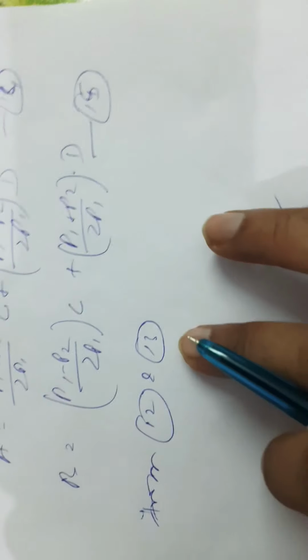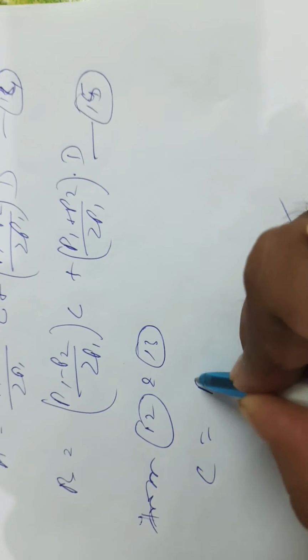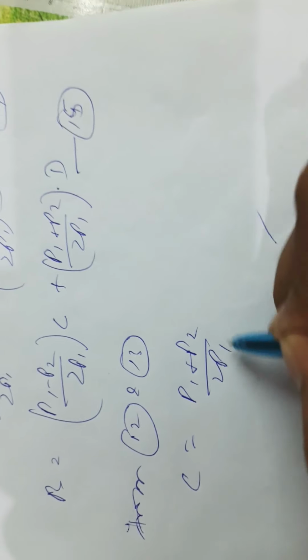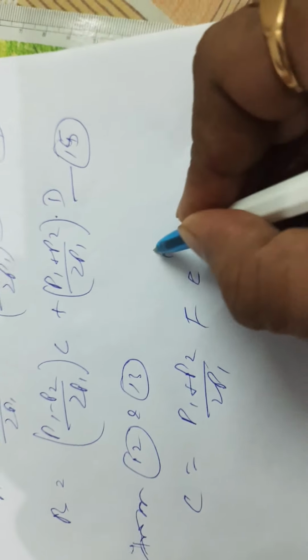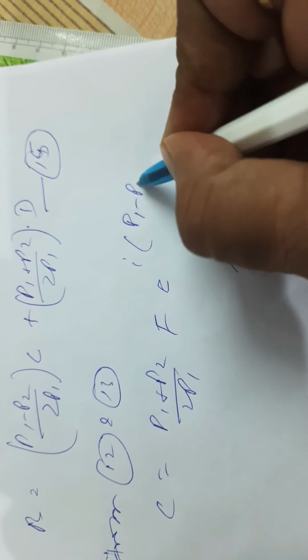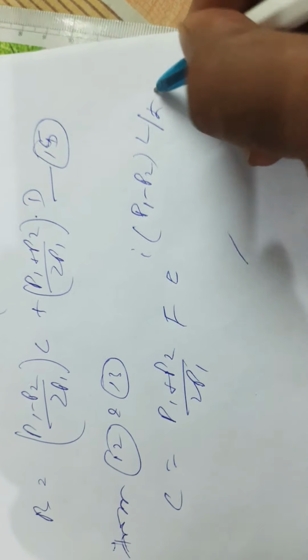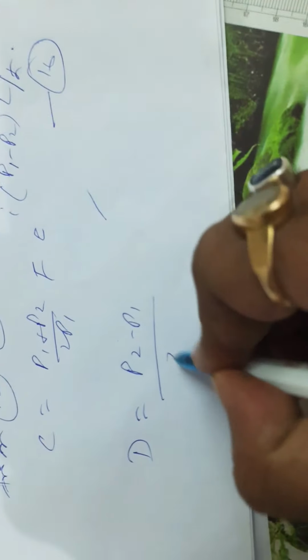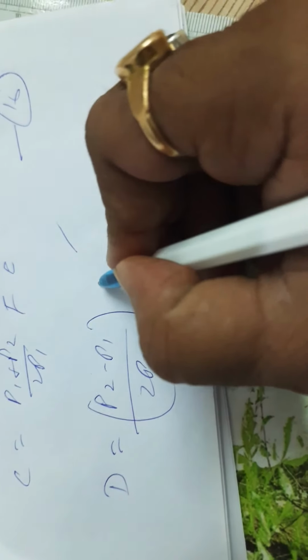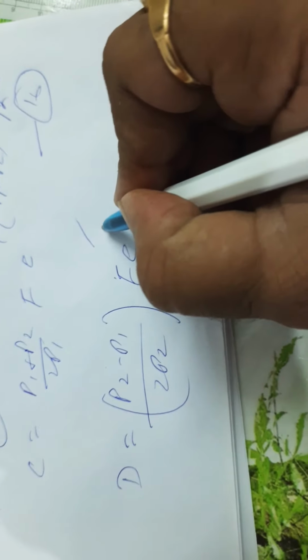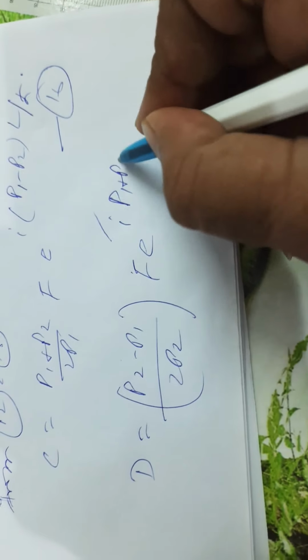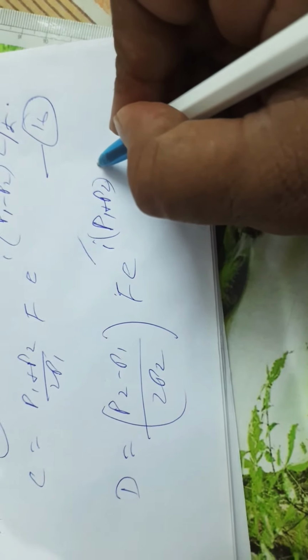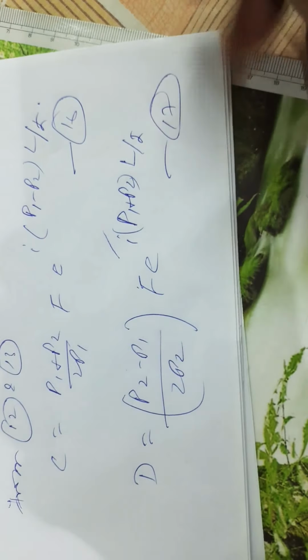We get C is equal to (P1 plus P2) by 2P1 into F into e to the power i (P1 minus P2) L by h cross. So this will be equation number 16. Then again, D is equal to (P2 minus P1) by 2P2 into F into e to the power i (P1 plus P2) L by h cross. So this will be equation number 17.